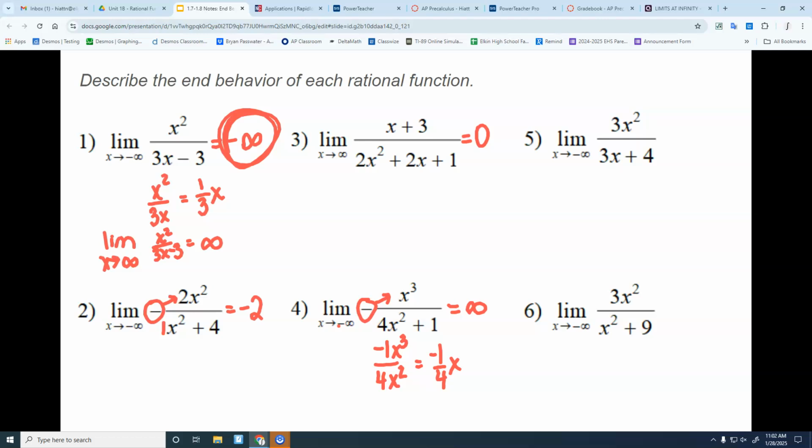Okay. 5 is bigger on top, so we got to do that same thing again. 3x squared over 3x. This is going to give us 1x. The right side would be positive, but they're asking us for the left side, which is going to be negative infinity.